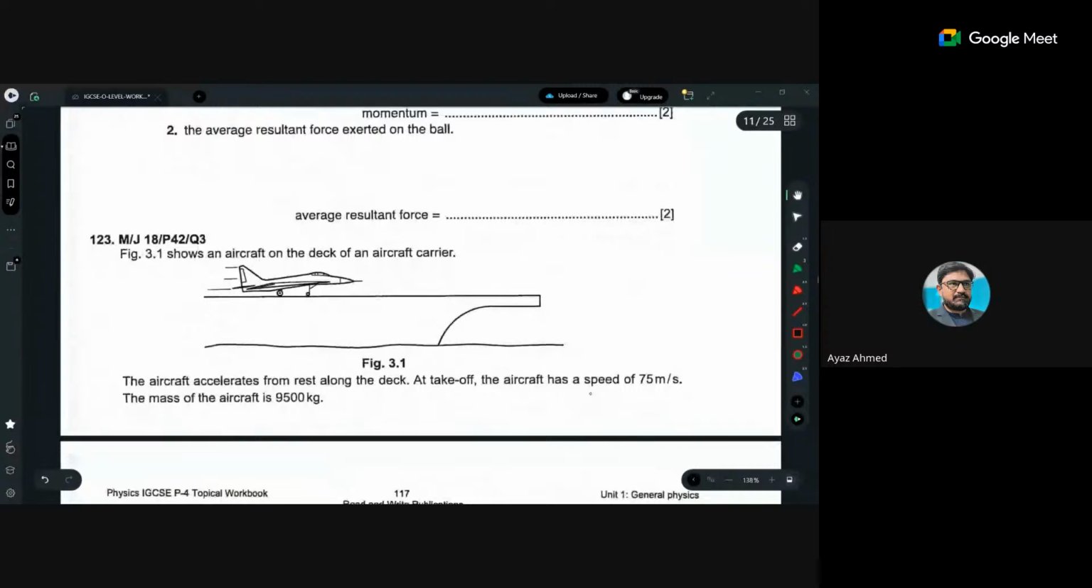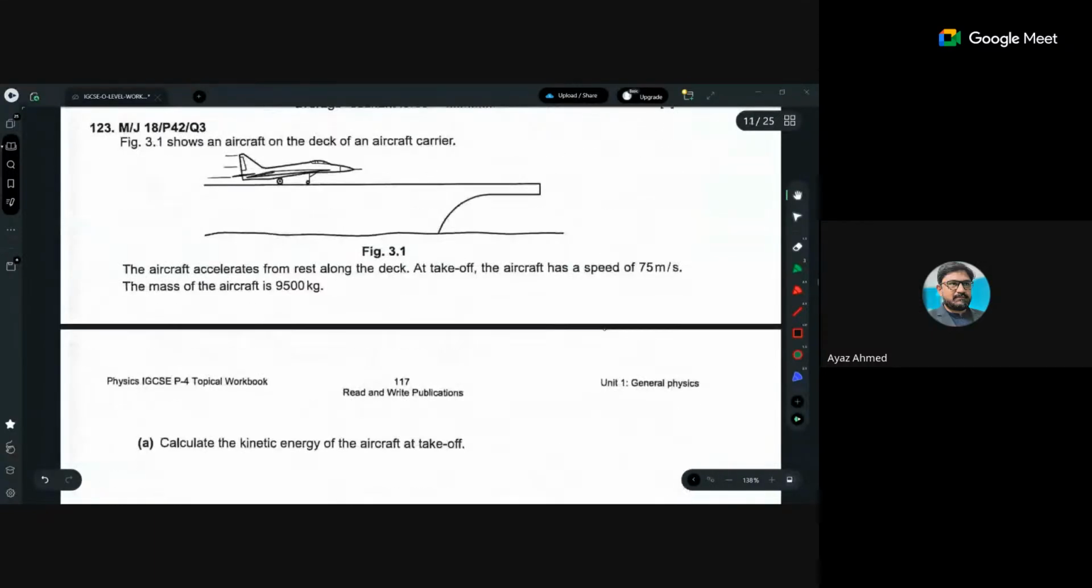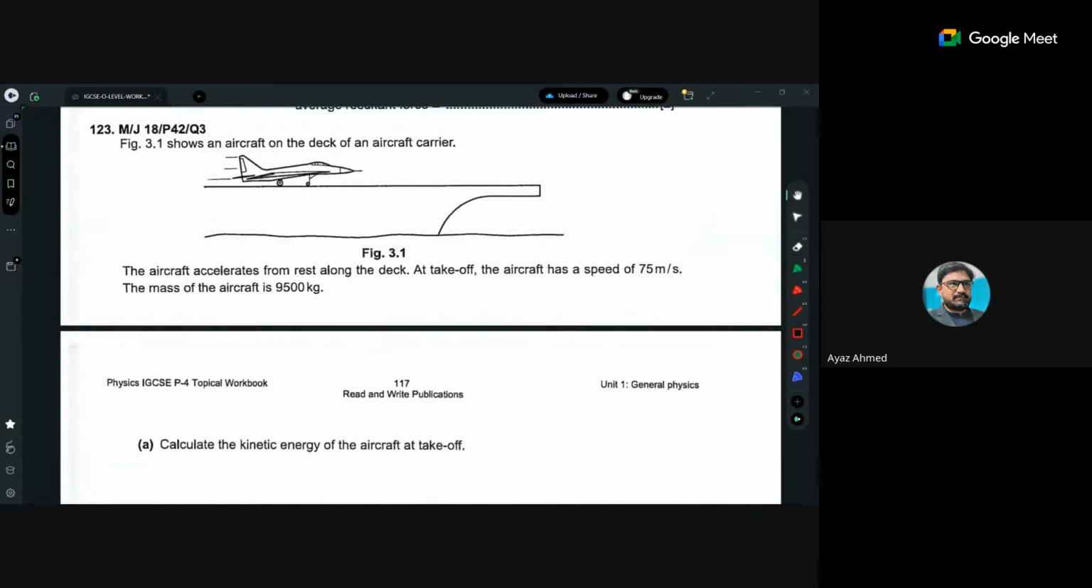Now, this is again a horrible question, 1.23, from the May June 2018 paper. The figure shows an aircraft on the deck of an aircraft carrier. The aircraft accelerates from rest along the deck. At takeoff, the aircraft has a speed of 75 meters per second. The mass of the aircraft is 9,500 kg. Calculate the kinetic energy of the aircraft at the time of takeoff.